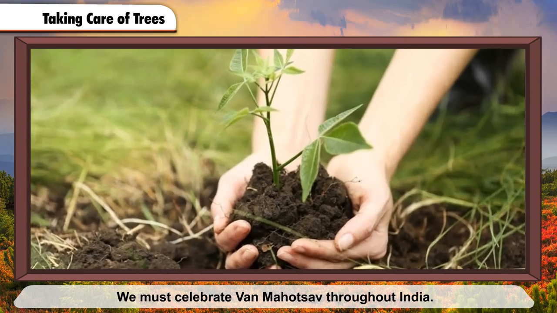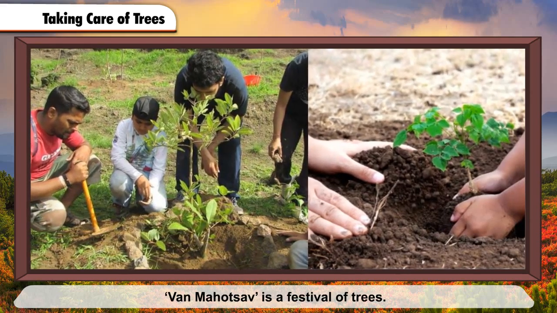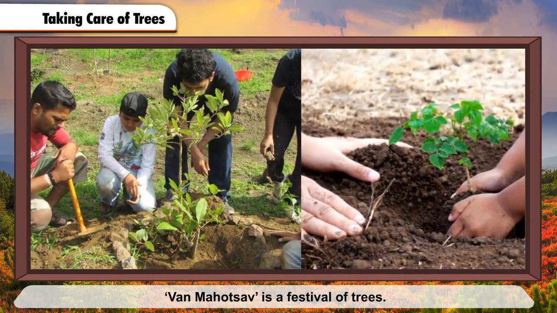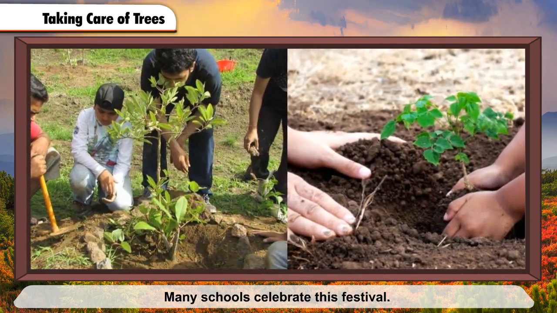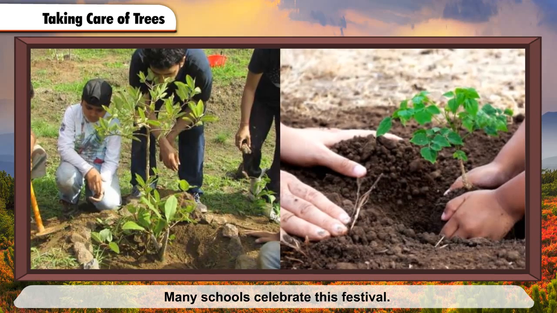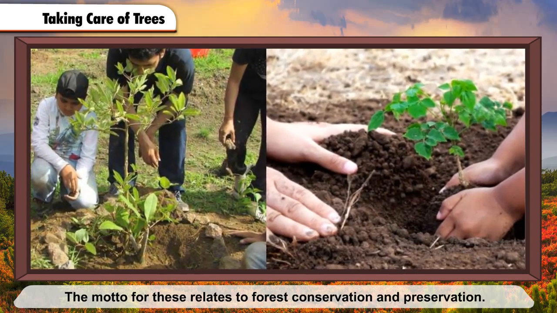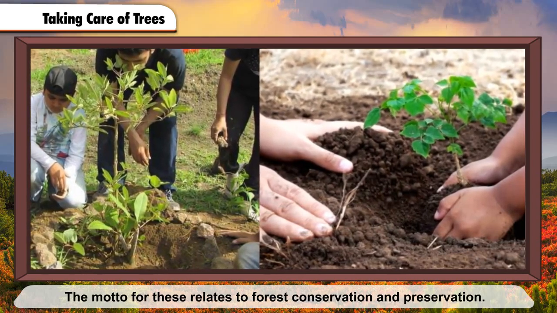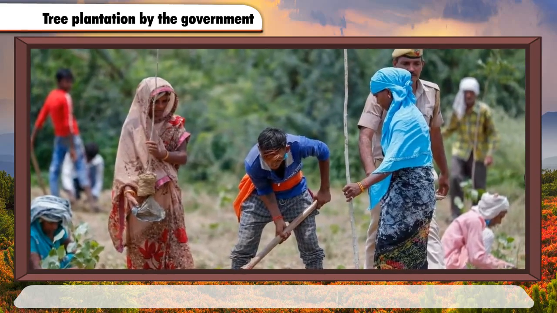We must celebrate Van Mahotsav throughout India. Tree plantation. Van Mahotsav is a festival of trees. Trees are planted in large numbers on this day. Many schools celebrate this festival. Students and teachers plant saplings. The motto for these relates to forest conservation and preservation. Tree plantation by the government.